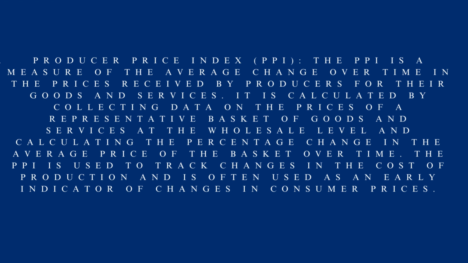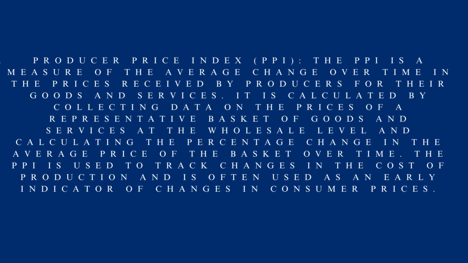Next, we will go to Producer Price Index (PPI). The PPI is a measure of the average change over time in the price received by producers for their goods and services. It is calculated by collecting data on the prices of a representative basket of goods and services at the wholesale level and calculating the percentage change in the average price of the basket over time. The PPI is used to track changes in the cost of production and is often used as an early indicator of changes in consumer prices.